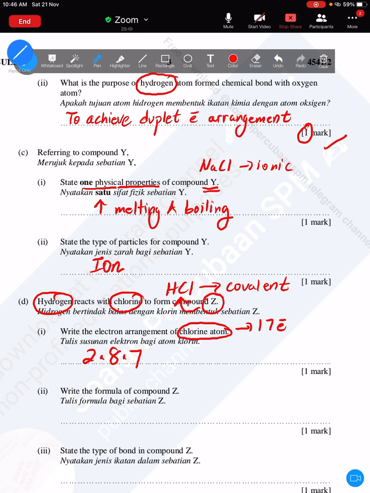Write the formula of compound Z. I already gave the answer. HCl. Very good. State the type of bond in... Aiman, look at the question. Type of the bond. So, you should answer.